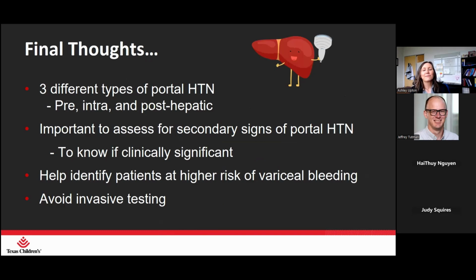So some final thoughts of mine. Remember that portal hypertension is not always from cirrhosis. There's 3 different types of portal hypertension: pre-hepatic, intrahepatic, and post-hepatic portal hypertension. Ultrasound is an important tool to look not only at the different types, but to also assess for secondary signs, as this can help clinicians to know if it's clinically significant. And we can also follow these patients with known portal hypertension and help identify those that may be at higher risk for variceal bleeds. And hopefully using ultrasound as a monitoring tool helps these patients avoid more invasive testing.